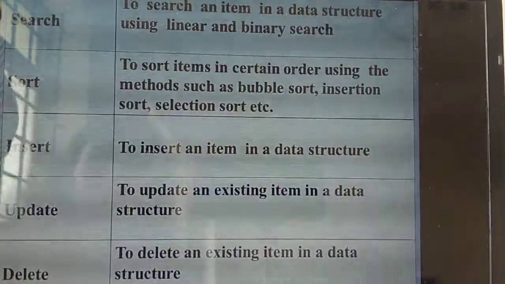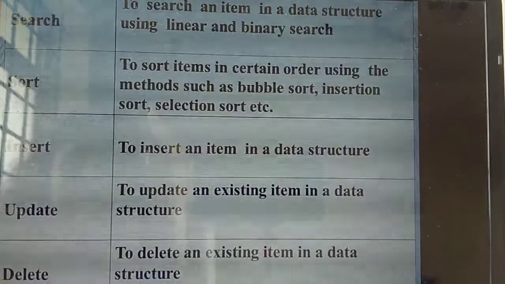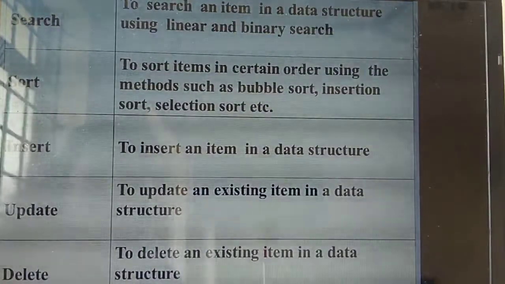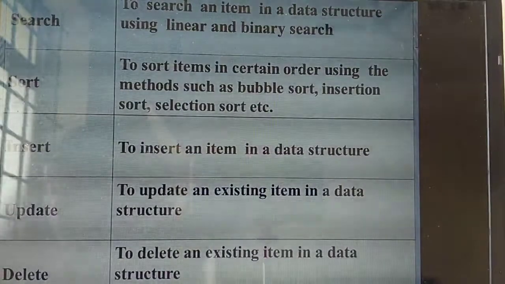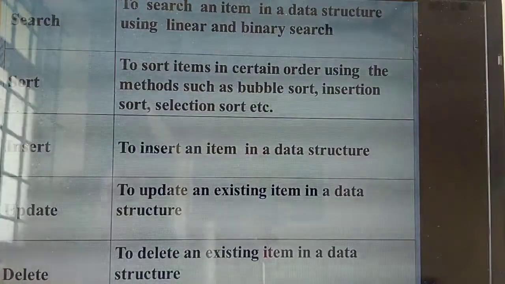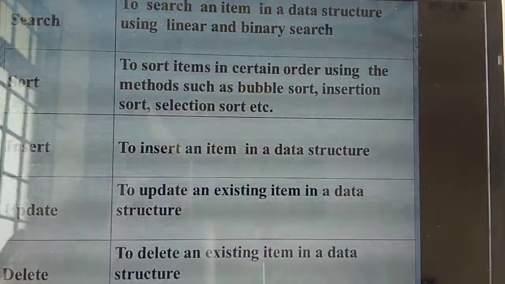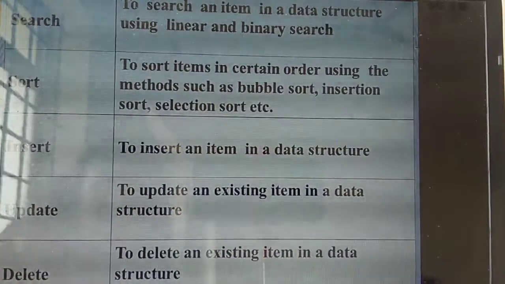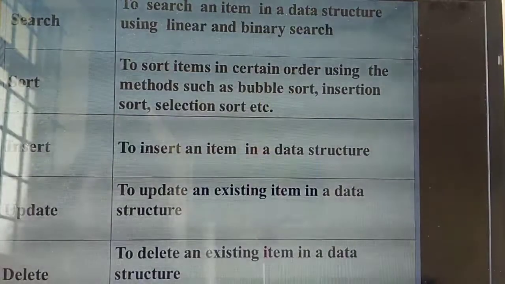Listen. These are the algorithms you are going to study. There are a lot of things, and these are the terms you use in algorithms. First one is search. The name itself says search. To search an item in a data structure. What is the meaning of search? I am storing a lot of things in a data structure and I am going to search for any one of them from there. For that searching, I am using two algorithms: linear search algorithm and binary search algorithm.